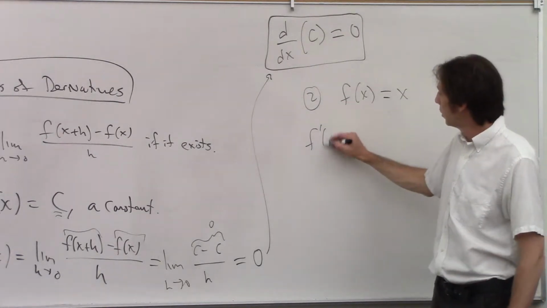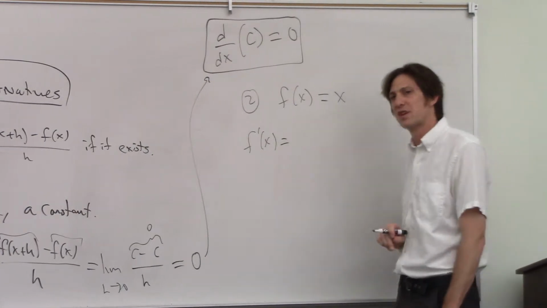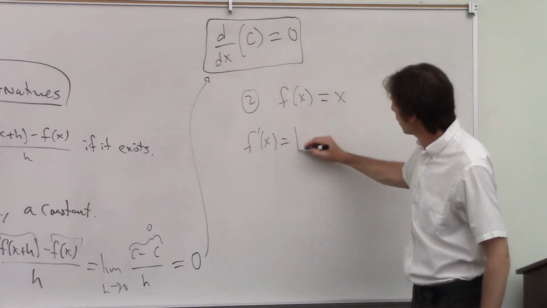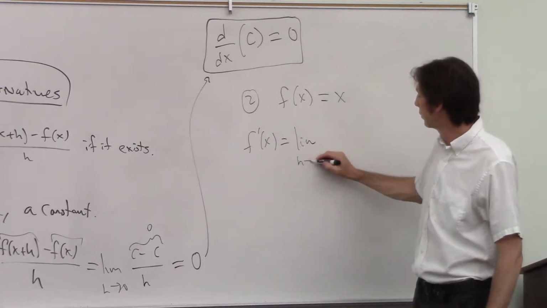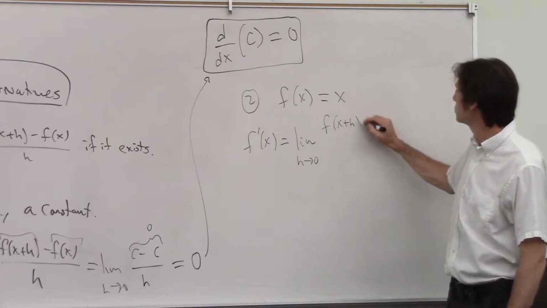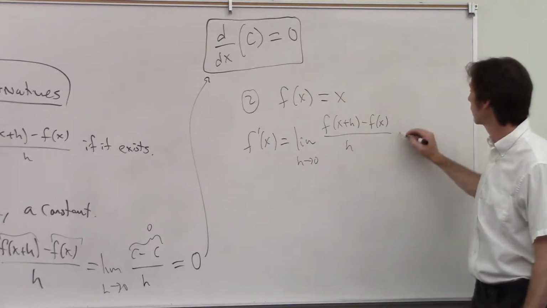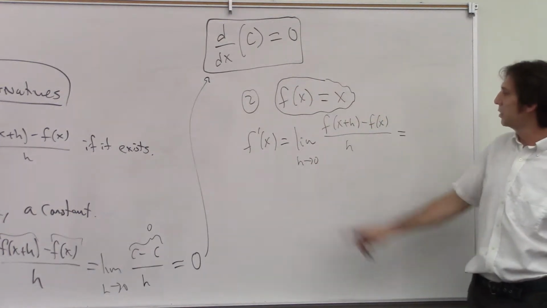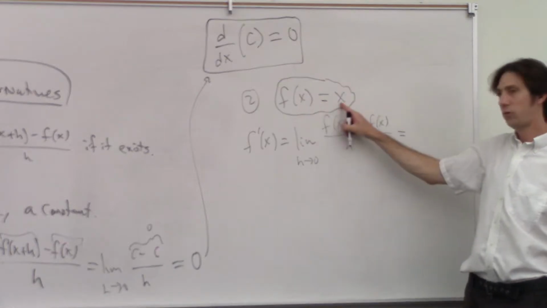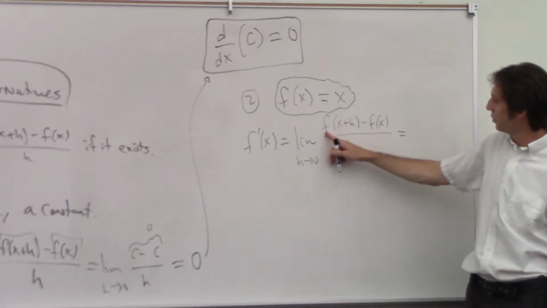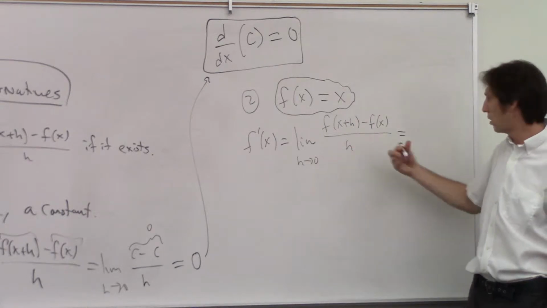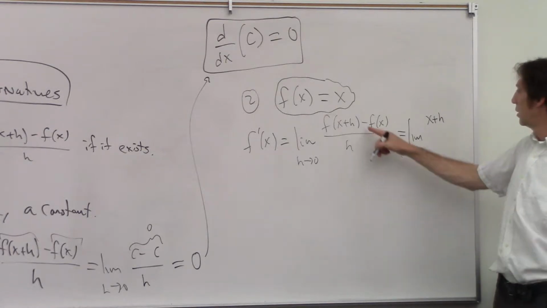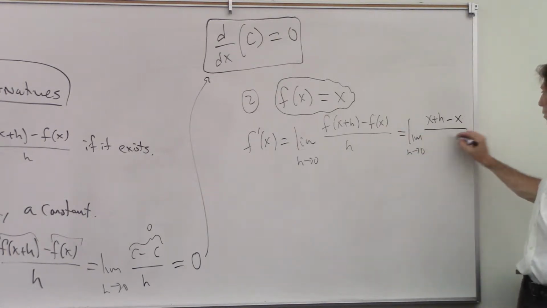In this case, I use the limit definition to get the shortcuts, but once I have the shortcuts, then I'll just always use the shortcuts. So f prime of x for f of x equals x is the limit as h goes to 0 of f of x plus h minus f of x over h. Our particular function this time is the identity function. Whatever I plug in is what my output is. So in the first term in the numerator, when I plug in x plus h, that's also the output. So I get the limit as h goes to 0 of x plus h minus x, all over h.